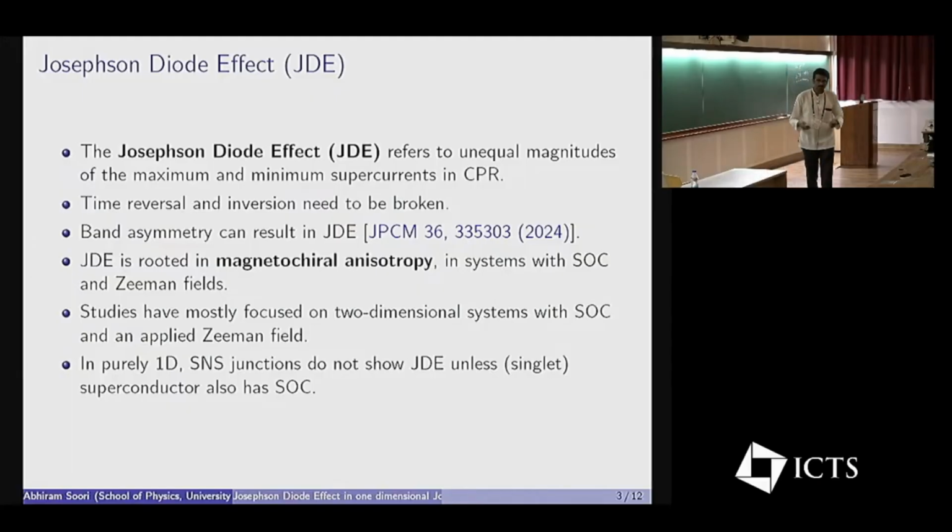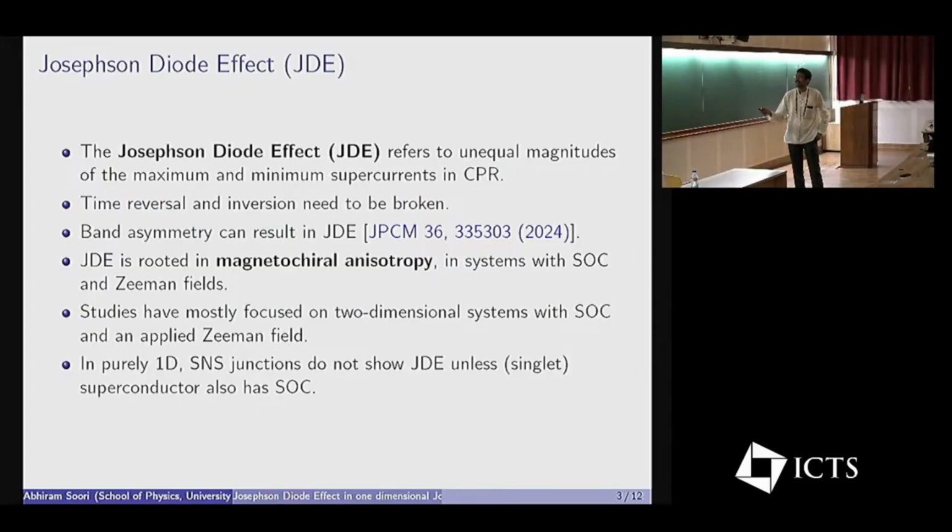What is band asymmetry? Band asymmetry simply means that at a given energy in the dispersion for a normal metal, the velocity of the forward mover and the backward mover are not equal. That is what a band asymmetric metal means. In such systems, the Josephson diode effect appears. And it's rooted in magnetochiral anisotropy, which is what I told you about, in systems with spin-orbit coupling and Zeeman field.